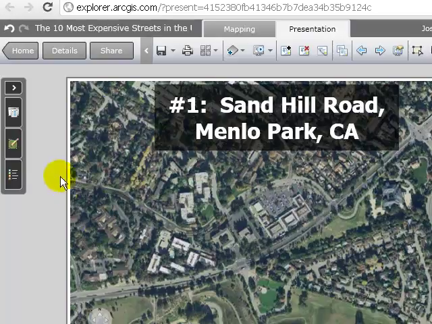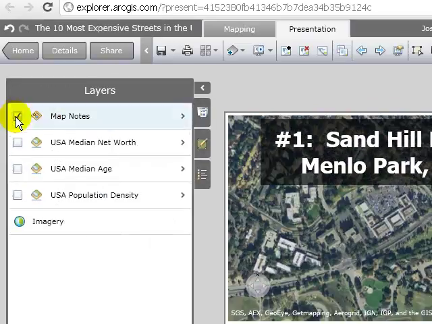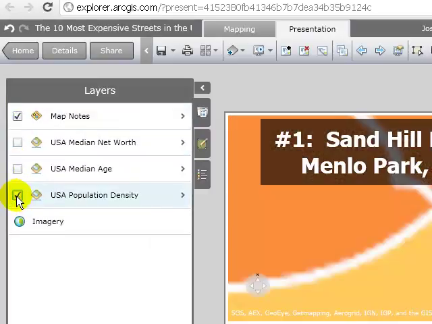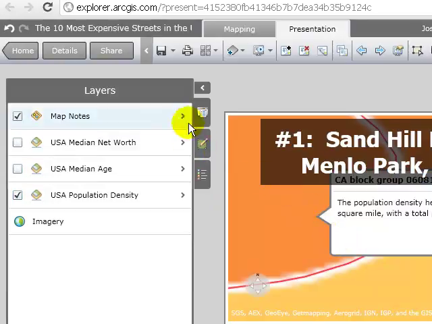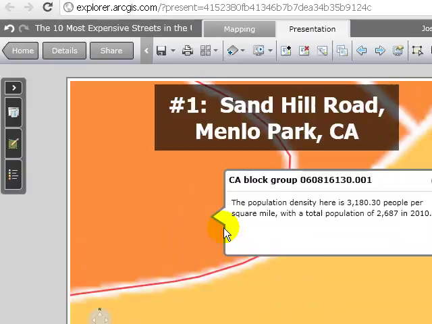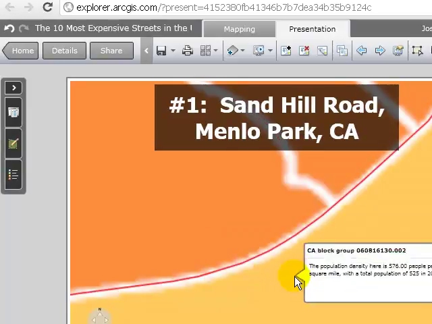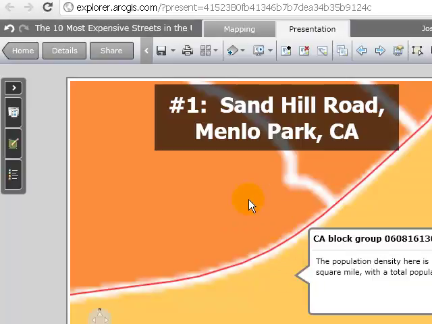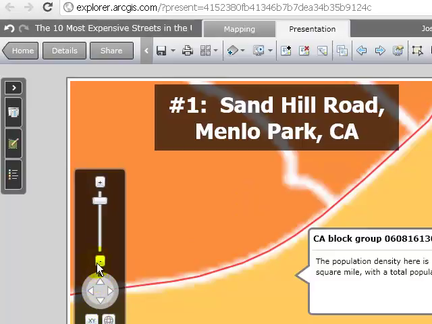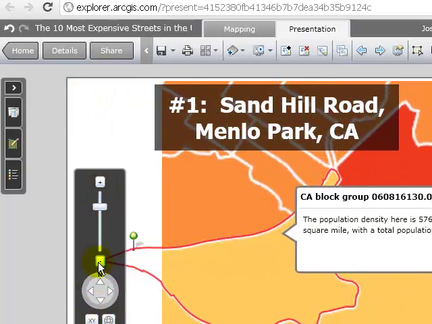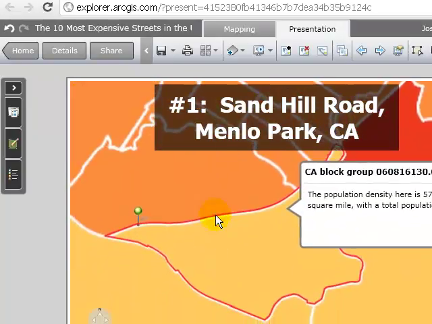How do we do that? Over here on the left side is a layers button. Let's go ahead and turn on population density. Now I'm going to zoom out and click on different blocks, unlock so I can zoom out. So here's my population density.